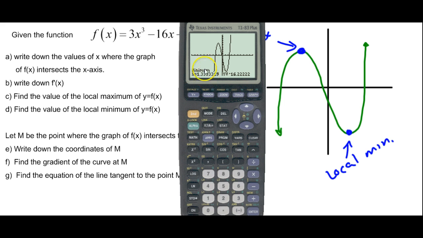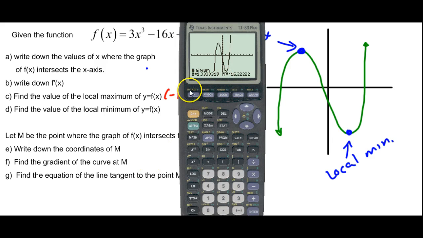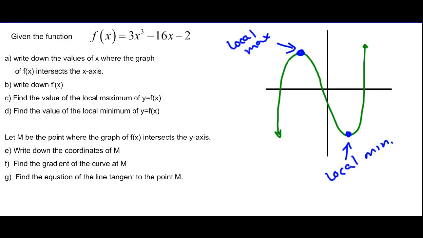All right, so I'm gonna write this down just so you guys have it clearly. The local max is gonna be negative 1.33 comma 12.22, and then what was the local min? So that right there, you guys can write that down. 1.33 comma negative 16.22. All right.